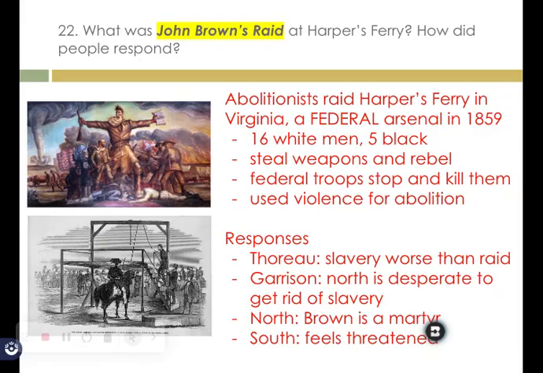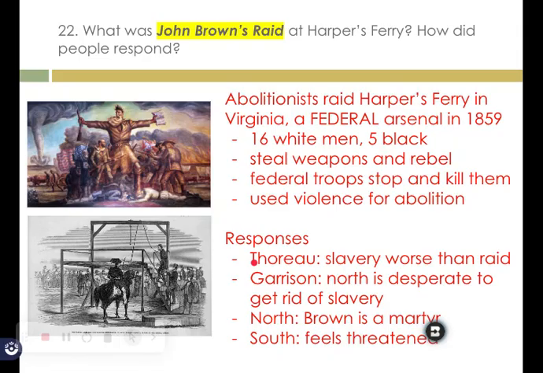Now, John Brown's raid was all the talk in 1859. Everyone heard about it. So let's see how different people responded to this particular event. First you have Henry David Thoreau. Thoreau was a transcendentalist, a believer in civil disobedience. If you don't think a law is just, then you just don't follow that law. And that's exactly what Thoreau did during the Mexican-American War.